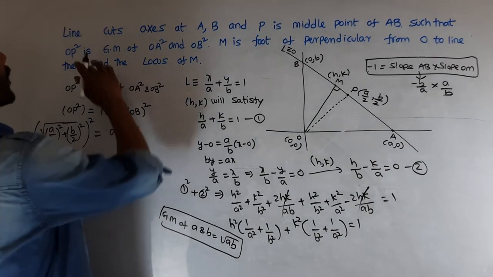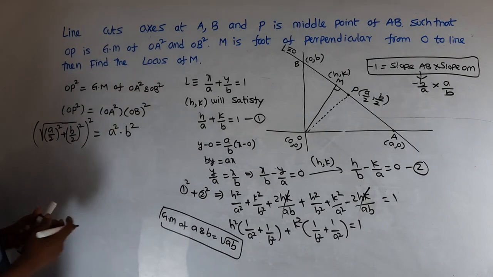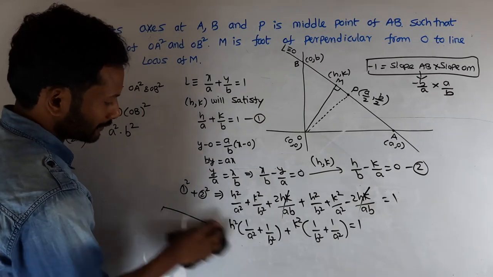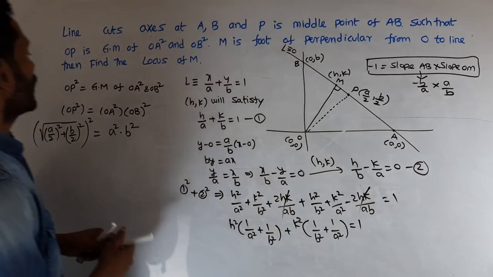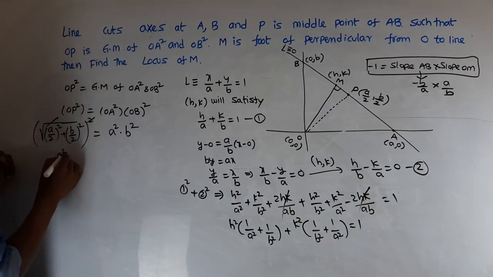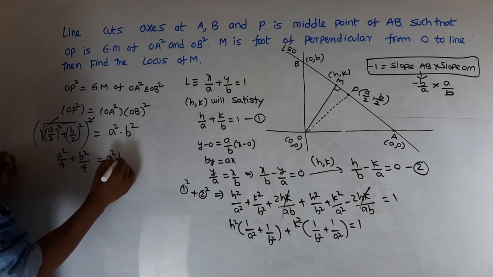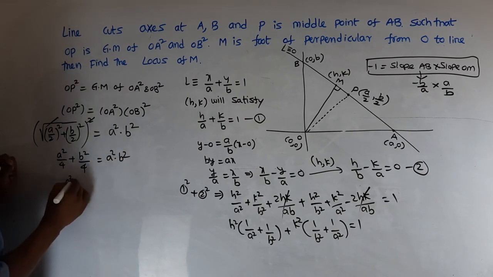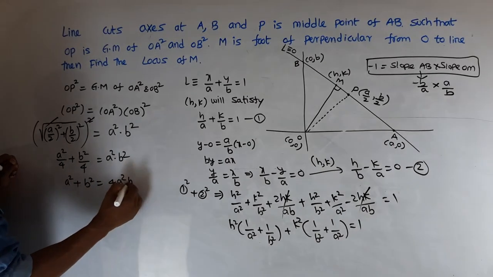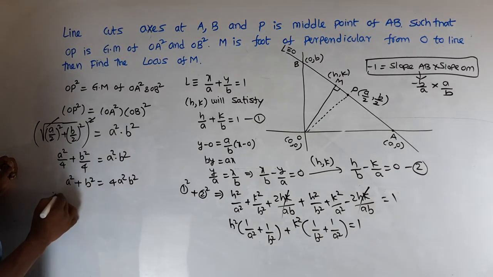Now OP, here not OP square, OP is the geometric mean of OA square and OB square. So geometric mean of two things is equal to the square root of AB. Now the square root cancelled: a square by 4 plus b square by 4 equals a square into b square. Now a square plus b square equals, taking LCM, 4a square b square. Now divide both sides by a square b square.